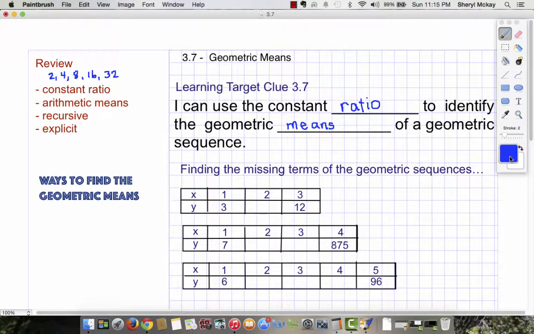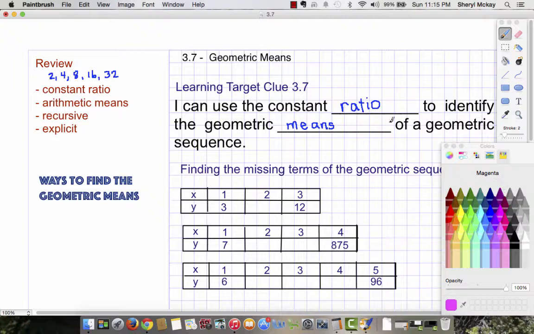So 2 times 2 is 4, 4 times 2 is 8, 8 times 2 is 16, 16 times 2 is 32. So that's our constant ratio. It's the number that we multiply by to get the next term.